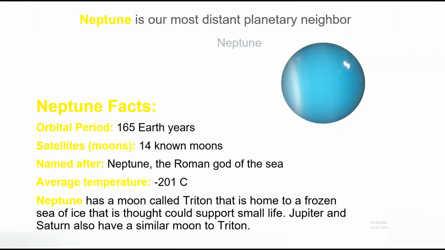And Neptune is our most distant planet. 165 Earth years to orbit the Sun. Negative 201 degrees centigrade. It has a moon called Triton that is home to a frozen sea of ice that is thought could support some life. Jupiter and Saturn also have a similar moon.